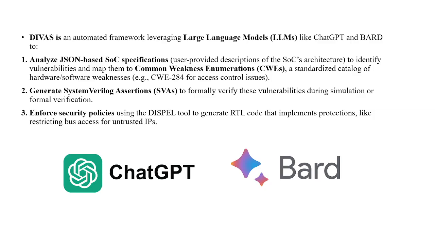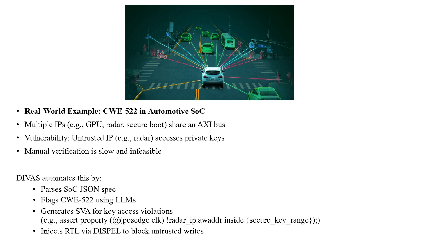So let us look at a practical example in the next slide. Imagine a high performance automotive SOC, like what you would find in an autonomous vehicle. It contains multiple IPs: a GPU, a radar controller, and a secure boot module. These all share a common AXI bus. Now, here is the risk. If the radar IP is a third party component and the secure boot module stores sensitive private keys, there is a possibility that the radar IP might unintentionally access those keys during a bus transaction. This is a textbook case of CWE 522, insufficiently protected credentials.